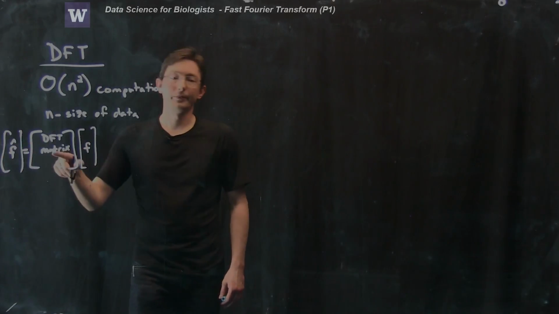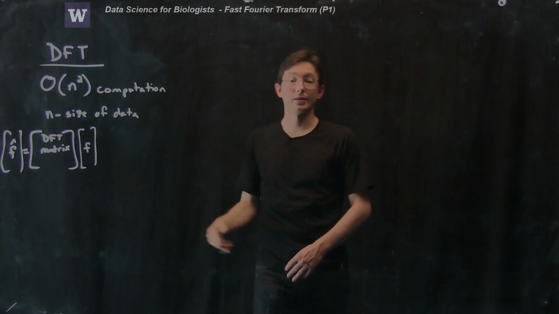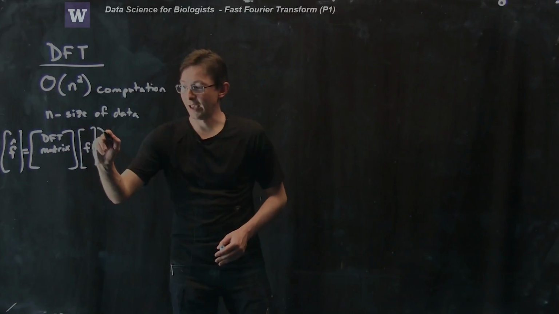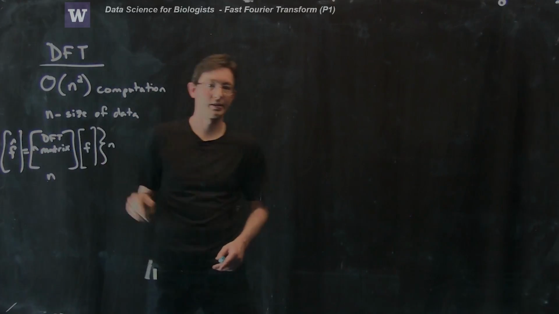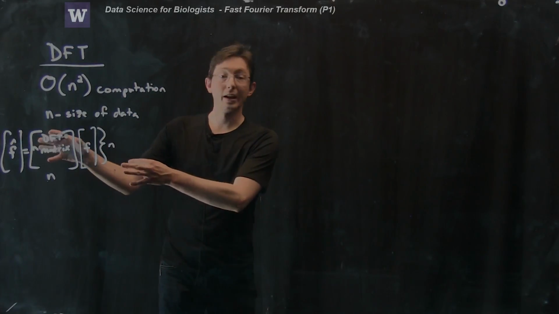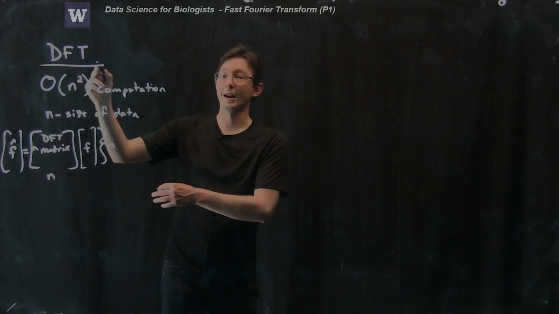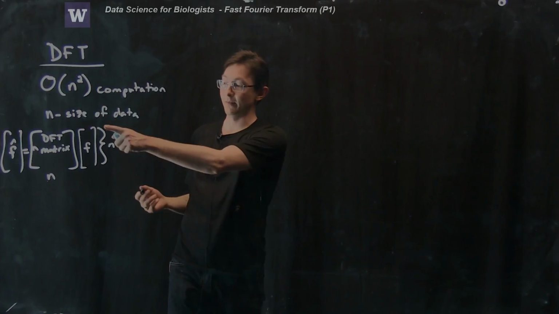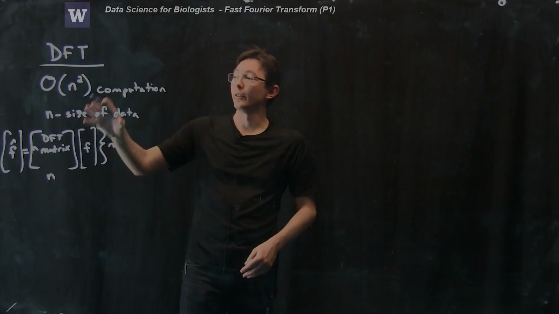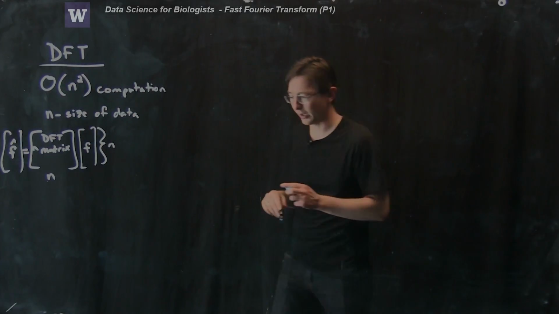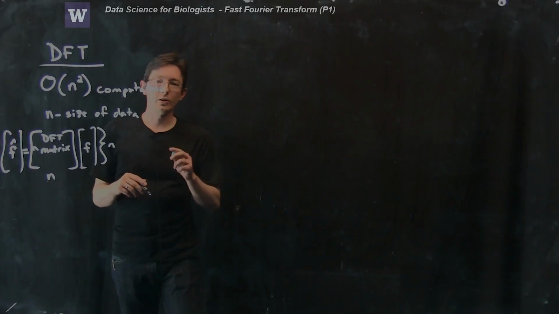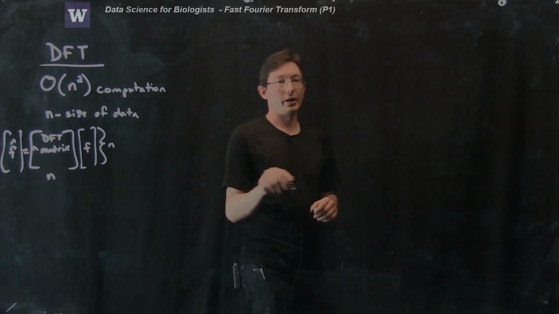And if you recall, if I take a matrix times a vector, and this vector has n elements, and so this is an n by n matrix, then multiplying a matrix by a vector is an order n squared computation. So as I make the size of the system larger, the computation gets more and more expensive that way. Okay, good. So what I'm going to tell you about now is the fast Fourier transform.